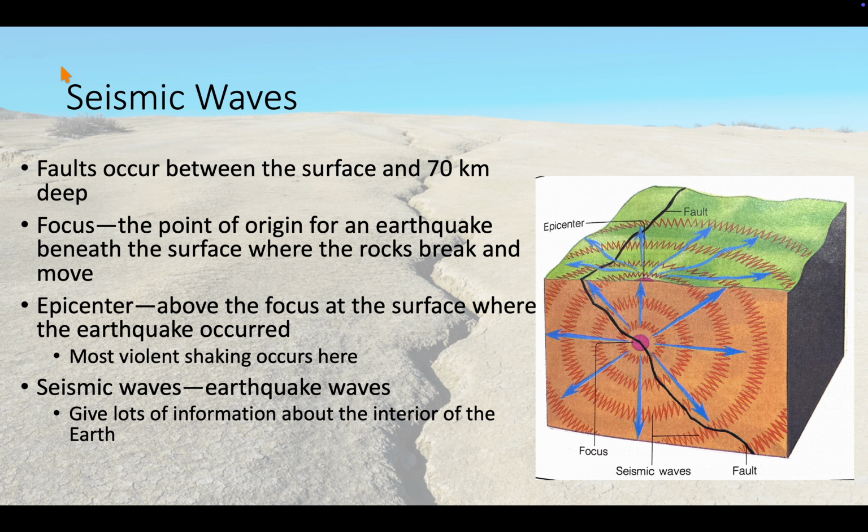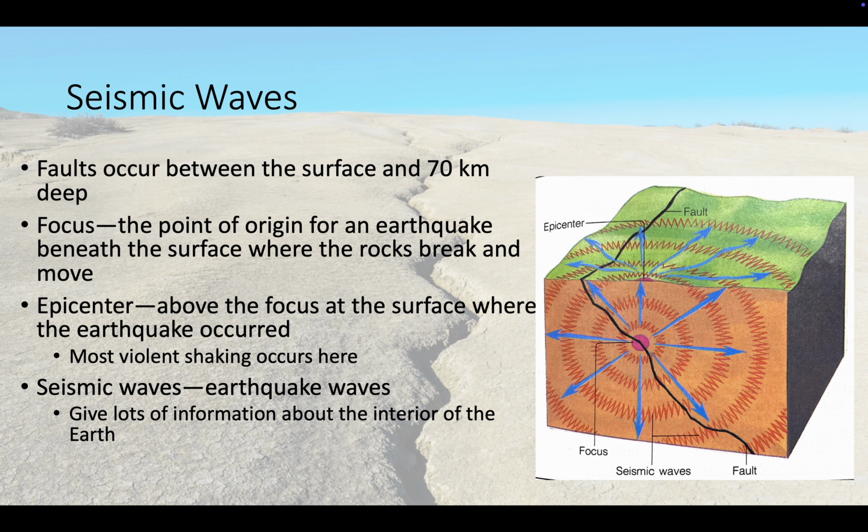Okay, so seismic waves. We've talked about these. Faults occur between the surface and 70 kilometers deep. The focus is the point of origin for an earthquake beneath the surface where the rocks break and move. So the focus is underground. The focus is where the actual shifting is occurring that's causing the earthquake to occur. The epicenter is above the focus at the surface where the earthquake actually occurred. So directly above our focus would be our epicenter.